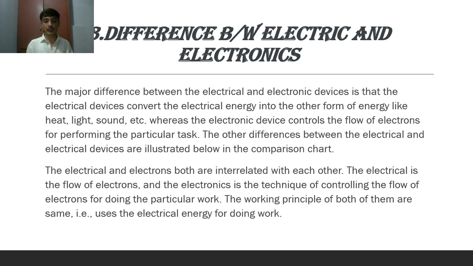The electrical and electronics both are interrelated with each other. The electrical is the flow of electrons, and the electronic is the technique of controlling the flow of electrons for doing a particular work. The working principles of both of them are the same. Both use electrical energy for doing work.